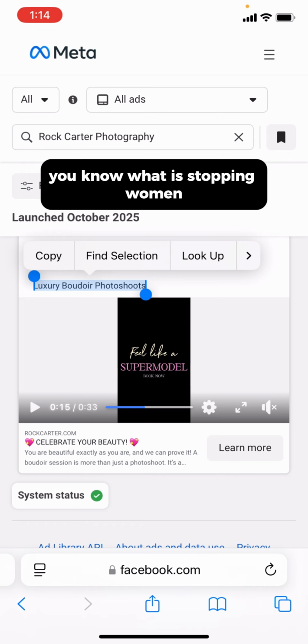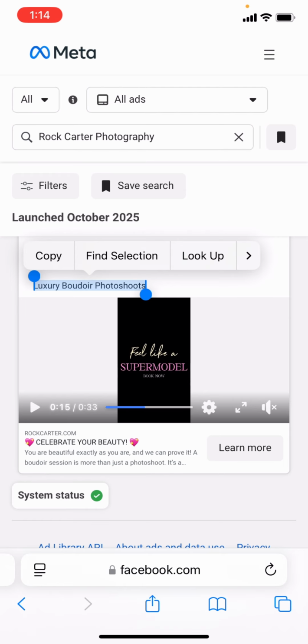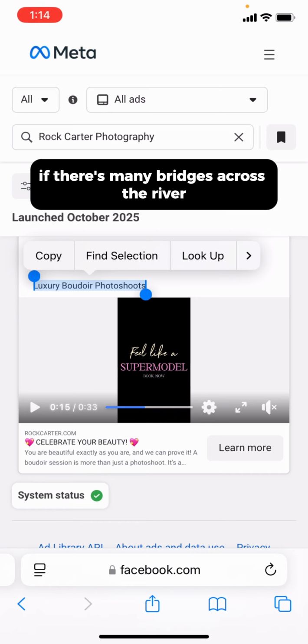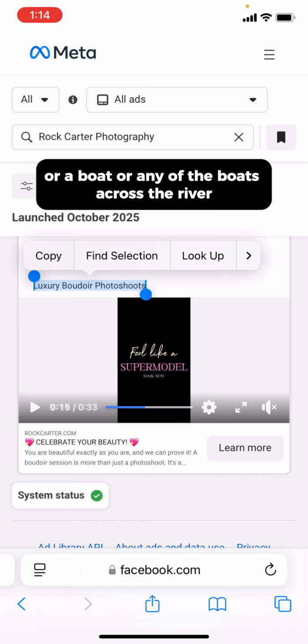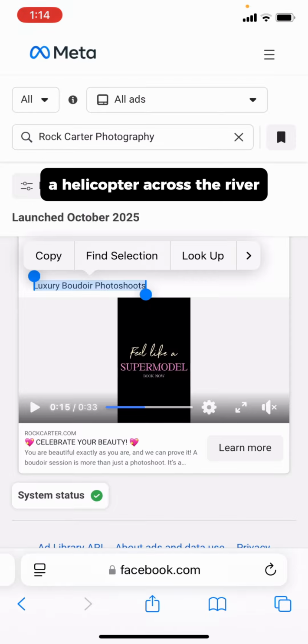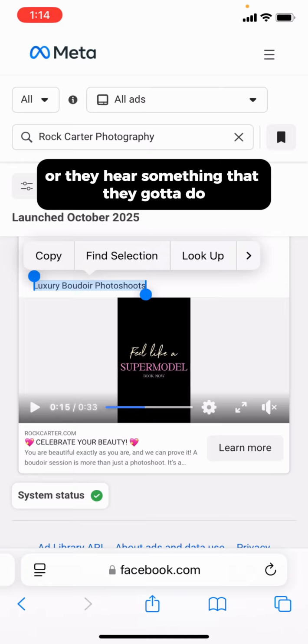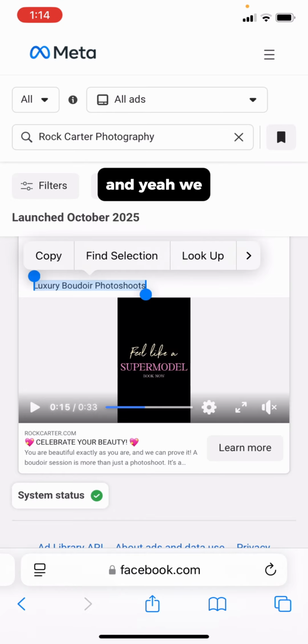what is stopping women from taking one of our bridges, if there's many bridges across the river, or a boat, or any of the boats across the river, a helicopter across the river? What's stopping women that they're saying in their brain, that they're assuming they've got to do something, but they're wrong about that, or they hear something that they've got to do or have or be that they don't qualify for? And yeah, we test all this stuff. So what is one of those?